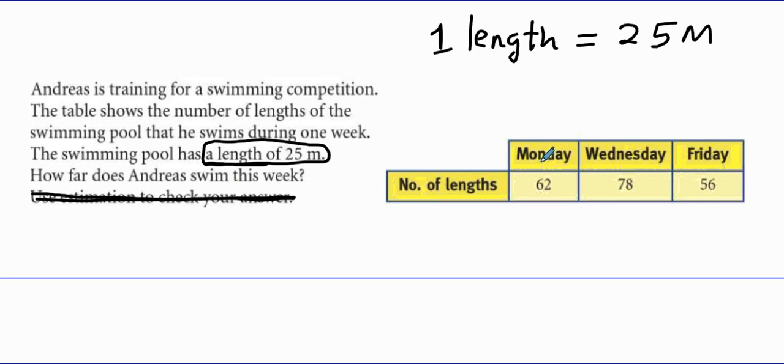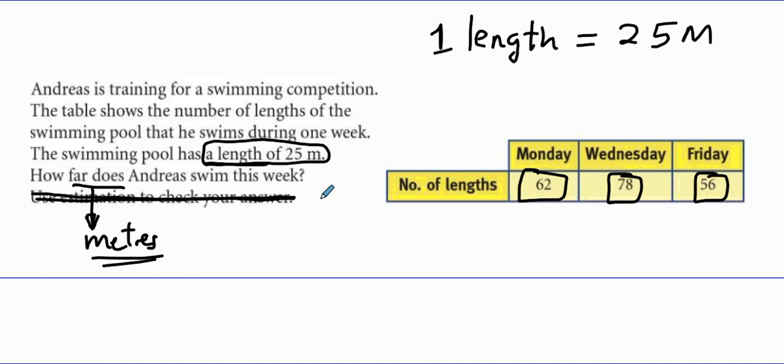On Monday, 62 lengths, and on Wednesday we have 78 lengths, and on Friday we have 56 lengths. Now the question is how far. That means the question is talking about how many meters this person has swum in 1 week. You can see that the swimming pool has a length of 25 meters. So one length equals 25 meters.